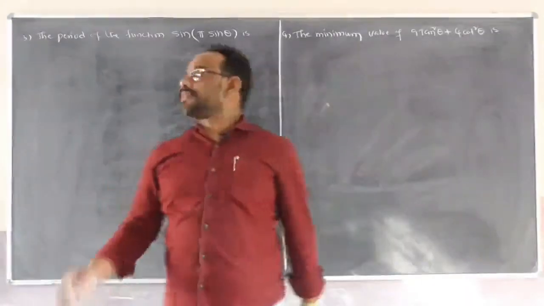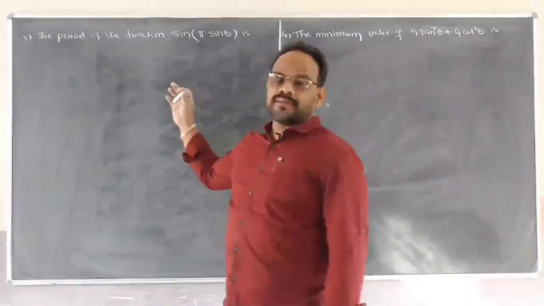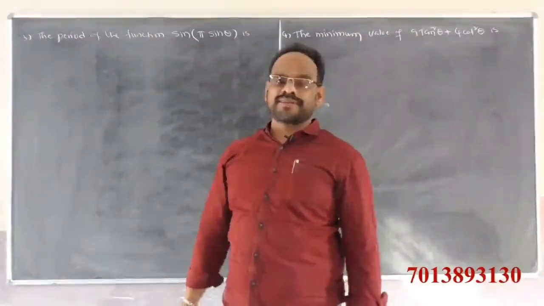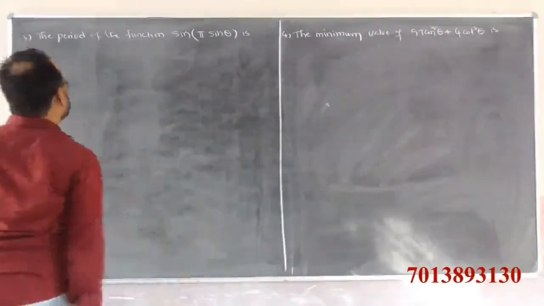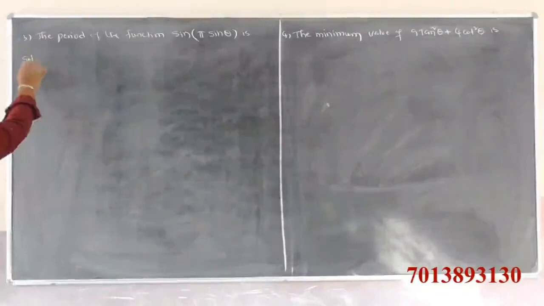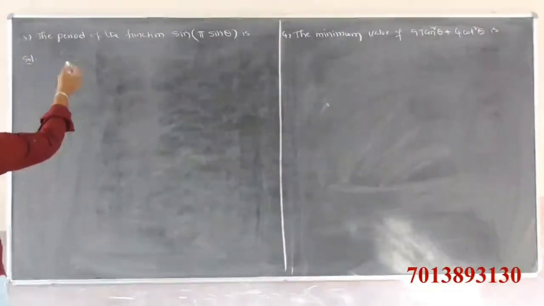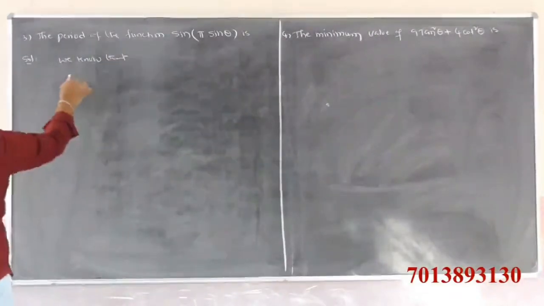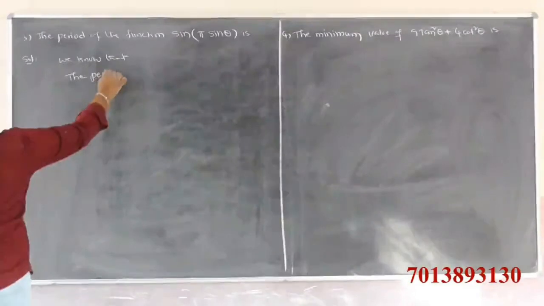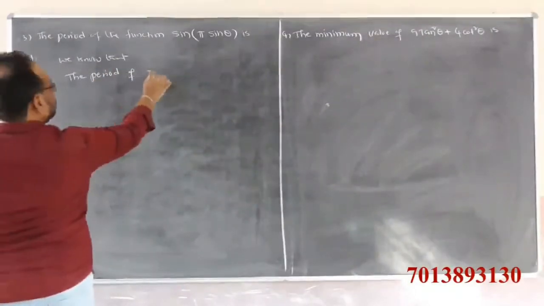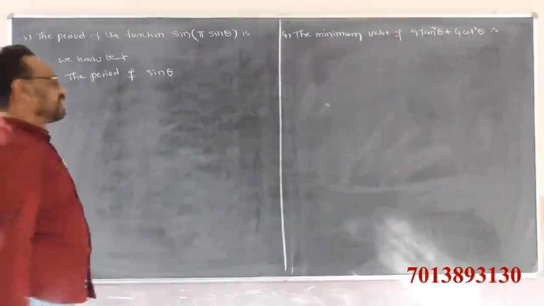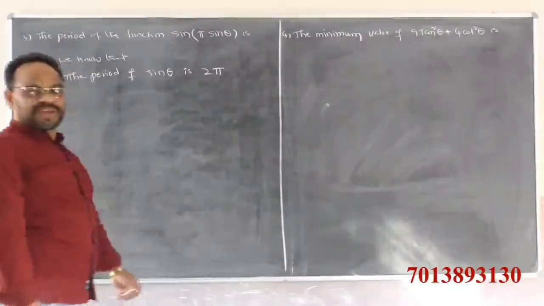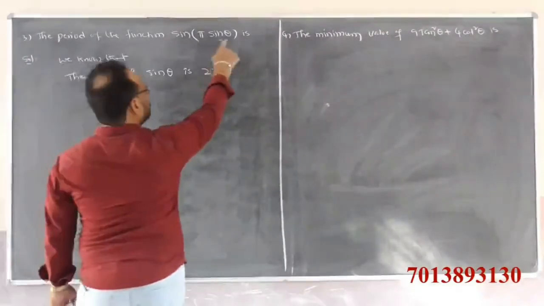This is the problem: the period of the function sin of (pi times sin theta). Clearly this is a composite function. Observe this solution. We want the period of sin of (pi sin theta). We know that the period of sin theta is clearly 2 pi.